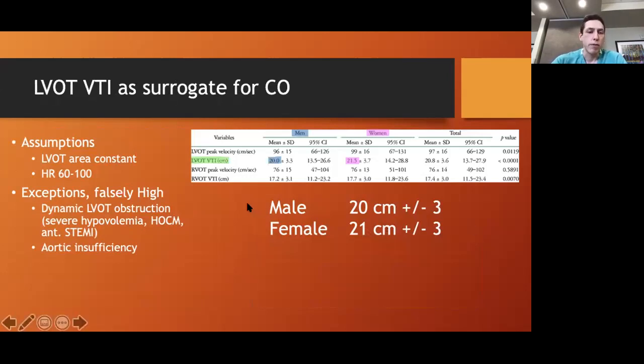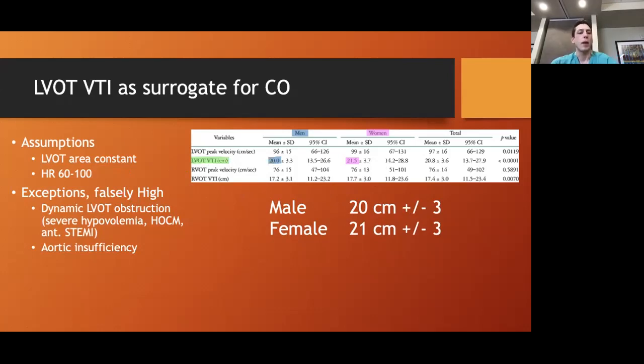And we can reference the normal ranges for males and females. A male should have an LVOT VTI of approximately 20 plus or minus a standard deviation of 3, and a woman about 21.5 plus or minus 3. Now there are some assumptions that go into this, such that the LVOT area is constant, which for the most part is true, and that the heart rate is within a fairly normal range of 60 to 100. If you're outside of those parameters, I would go ahead and do the formal LVOT measurement and heart rate calculation to get a formal cardiac output measurement.